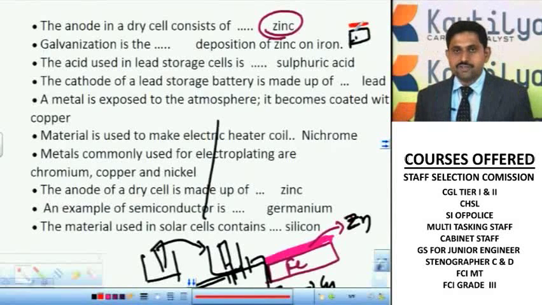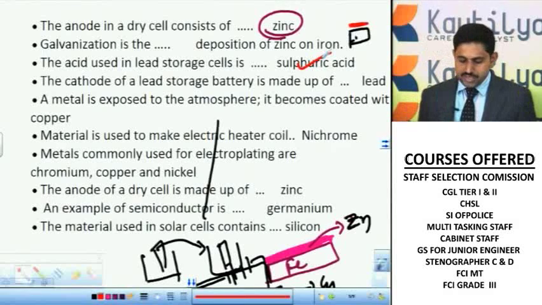The acid used in the lead storage battery, I told you, is sulfuric acid, right? The cathode in the lead storage battery is lead. Lead is used as a cathode. Next, the anode is carbon.